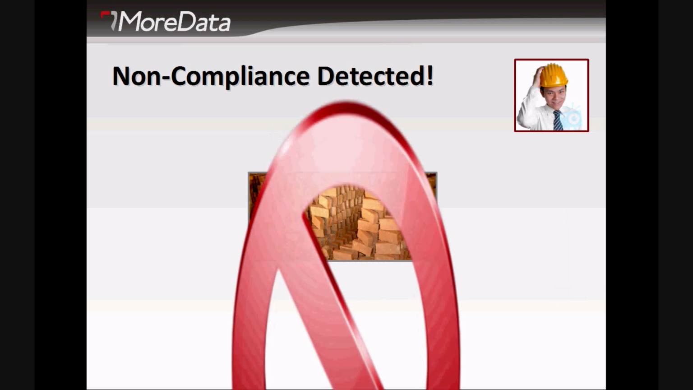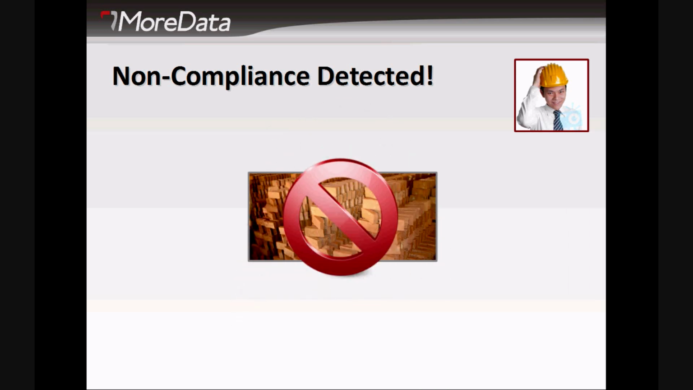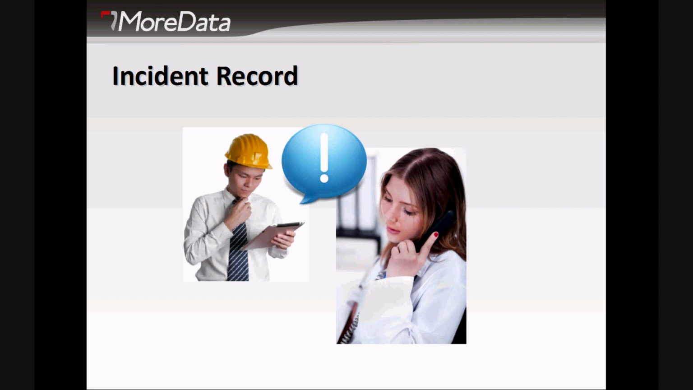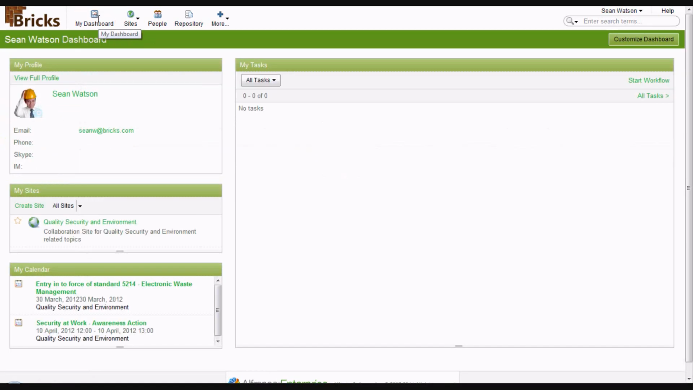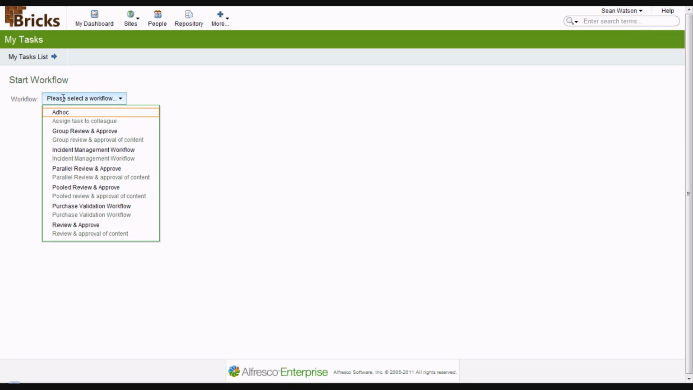In this case, Sean encountered a problem with a hydraulic press that caused an entire batch of bricks not to comply with our quality standards. The procedure says that he has to report the occurrence to Anna, our quality manager. So Sean will start the incident management workflow from his dashboard, where he clicks on the Start Workflow button and then chooses the one he wants.